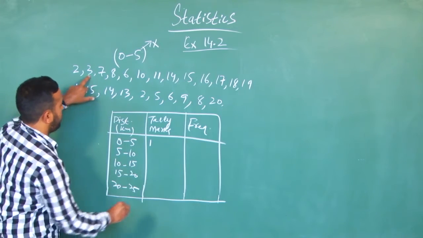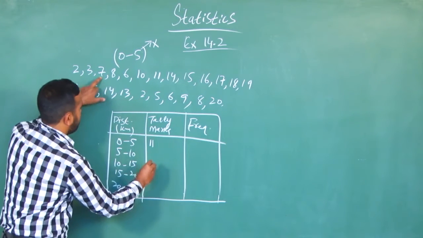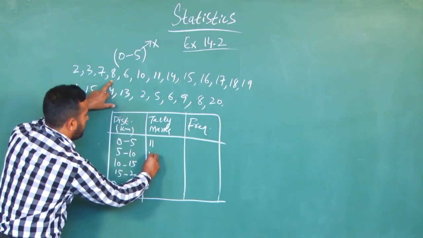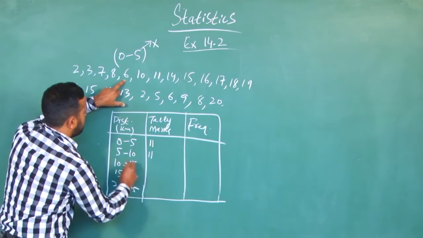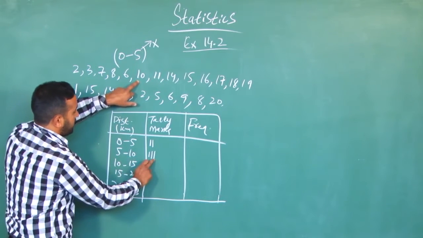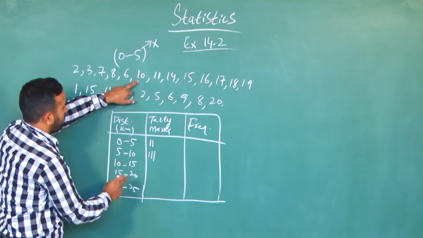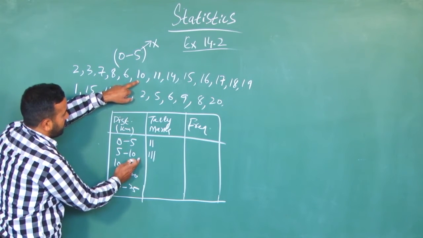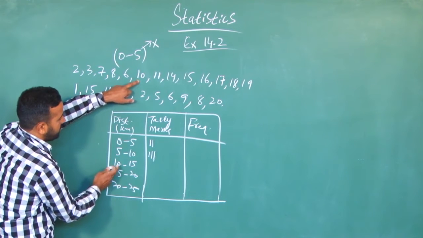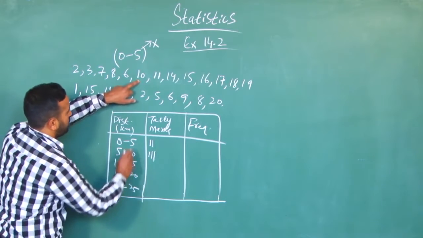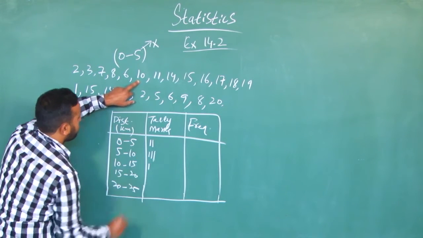1 tally mark. 3 again in this. 7 will be from 5 to 10, so here we put 1 tally mark. 8 again in this group, 6 is 5 to 10 again. Then 10. See, the values here are less than 10, so this 10 will be included in the next group, because this is from 10 to less than 15, that is 10 to 14. So the 10 will be included here.